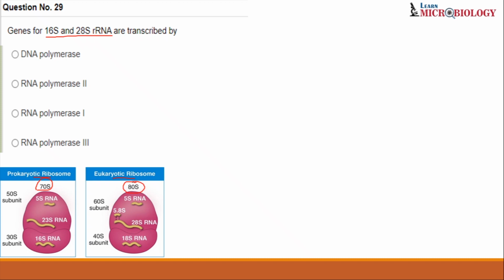First, let's discuss the ribosomes of prokaryotes. The 70S consists of two subunits. The larger subunit is 50S, which consists of 5S RNA and 23S RNA, while the 30S subunit contains 16S RNA. So your question is about 16S RNA. Let's come to the eukaryotic ribosome, which has two subunits. The larger subunit is 60S and the smaller subunit is 40S. The 60S subunit contains 5S and 28S RNA along with the 5.8S small RNA. In the small subunit, we have the 18S. So here the question is also asked about 28S RNA.